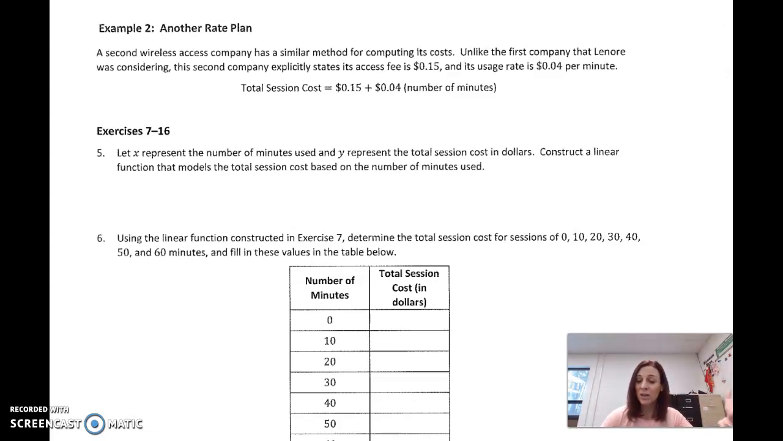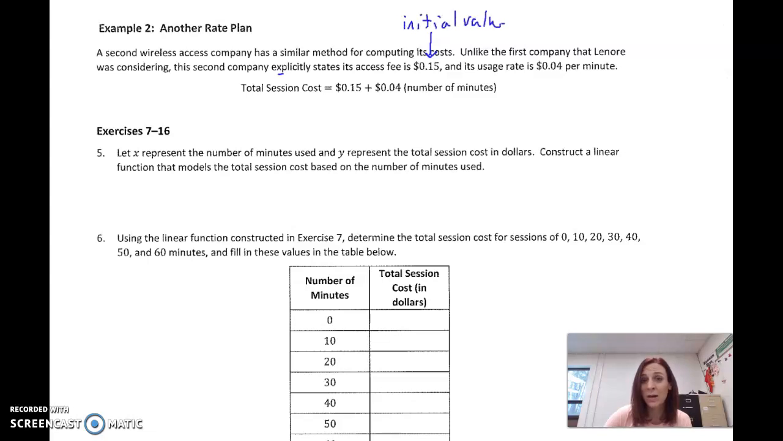So remember, Lenore was looking at hooking up her tablet computer to their wireless company and figuring how much it costs. And we came up with 3 cents per minute and an initial value of 10 cents. So here is a second wireless company. Unlike the first company that Lenore was considering, this second company explicitly states its access fee is 15 cents. You're going to pay that fee no matter what. That's our initial value.